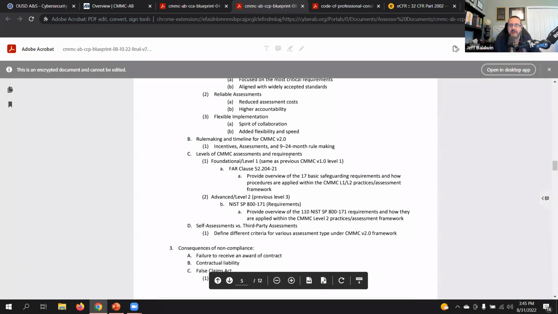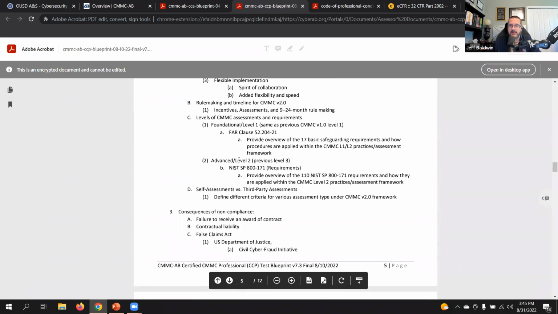Levels of CMMC assessment and requirements, foundational. All right, so we hit on that one before. Looks like they're missing the new level 3, which is expert. But for the CCP exam, you want to know level 1 is foundational. That's where your FAR clause 52.204-21 applies, and that's where the 17 basic requirements for level 1 came from.